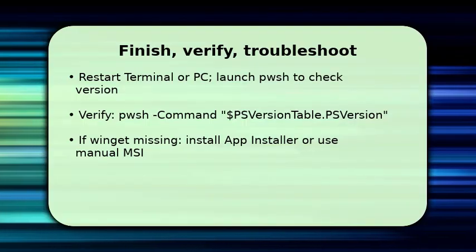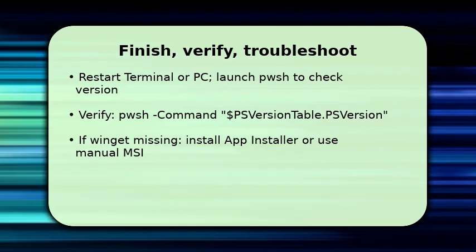Once restarted, launch pwsh, PowerShell 7+, and run the pwsh command $PSVersionTable.PSVersion to confirm the installed major and minor version. If the version matches your target, set pwsh as your default profile if desired.